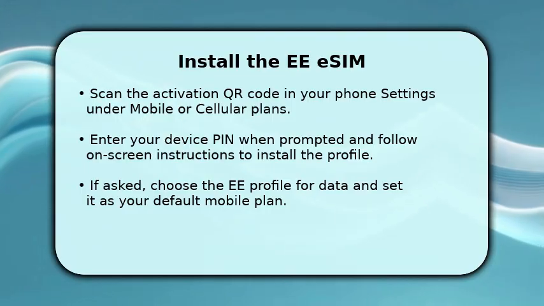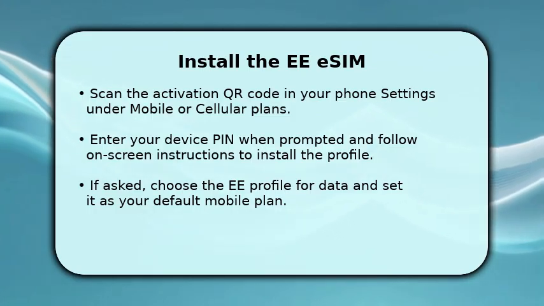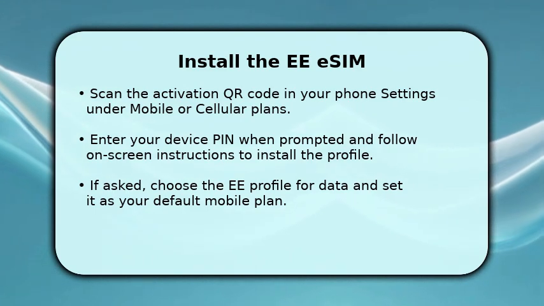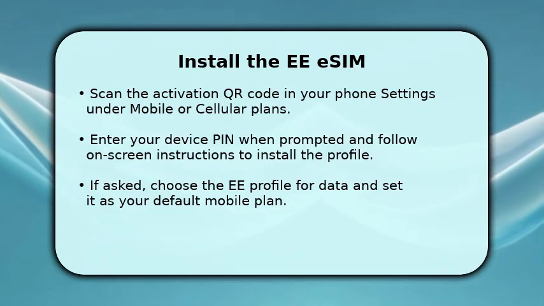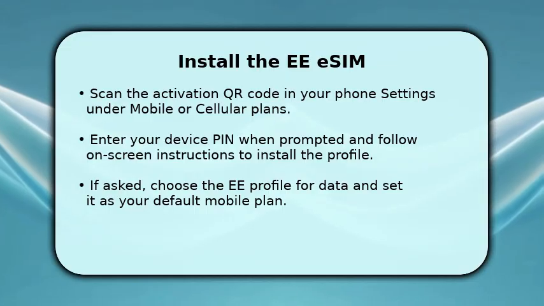If your phone lists multiple plans, choose the EE profile for data and set it as your default mobile plan for calls and messages. Restart the phone if activation does not complete automatically. After installation, confirm the eSIM activation by checking signal bars and mobile data connectivity.